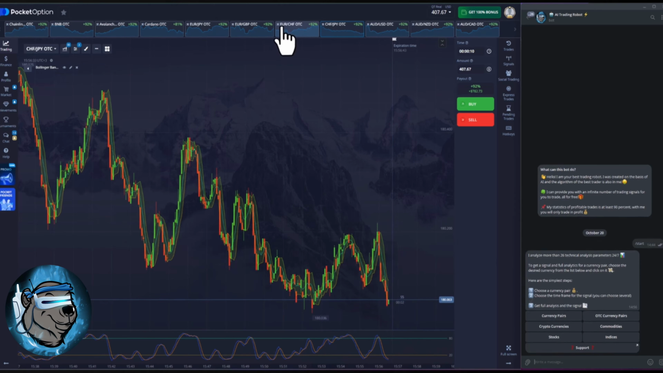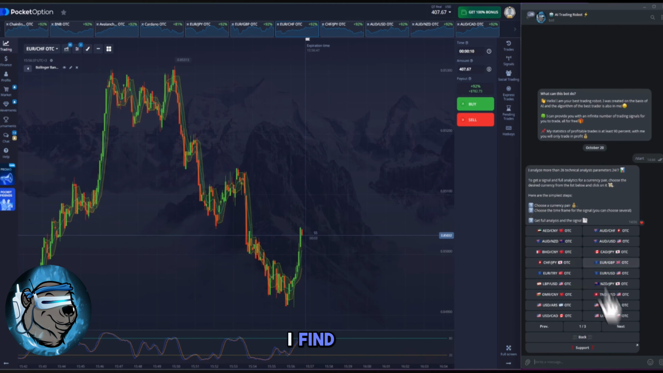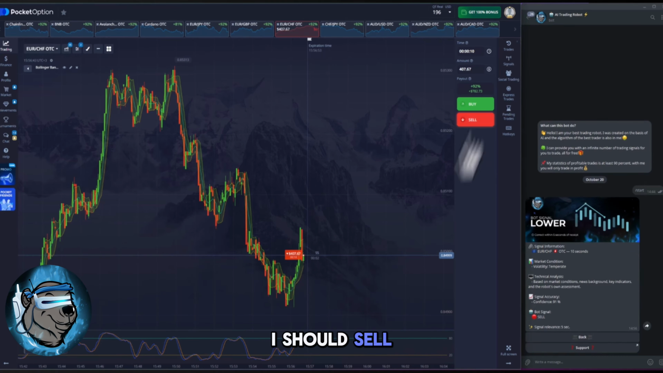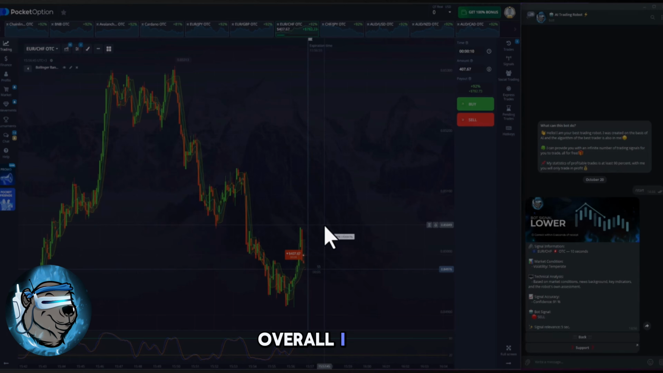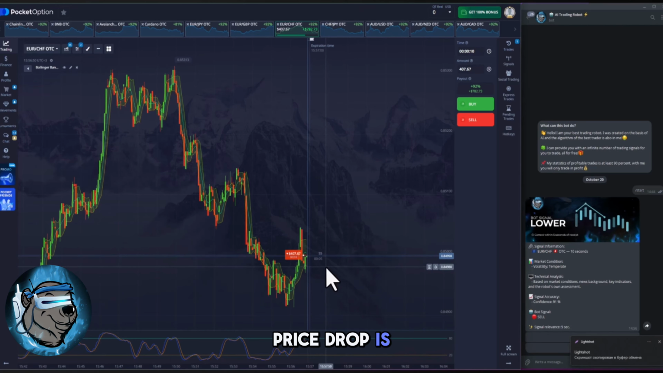Next asset, Euro and Swiss franc. I find this trading asset on the tool, request a signal, and the signal tells me that I should sell here. Overall, I agree, since we have a downward movement, and accordingly, a price drop is being forecast.